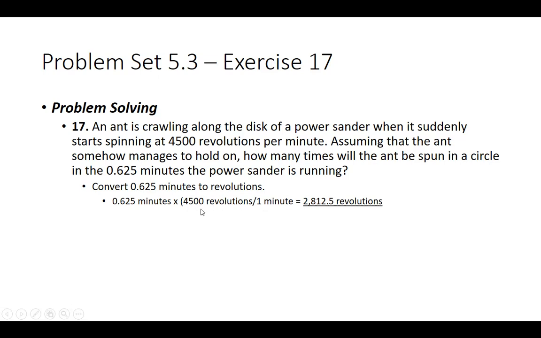Our conversion factor then is 4,500 revolutions on top, 1 minute on the bottom. Minutes cancel, leaving us with revolutions. 0.625 times 4,500 divided by 1 gives us 2,812.5 revolutions.